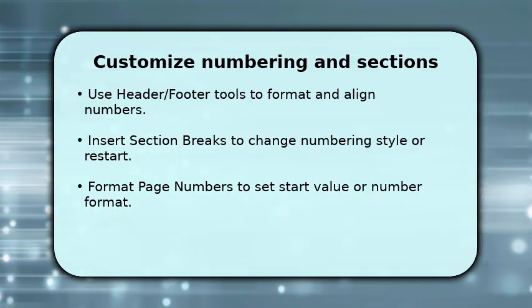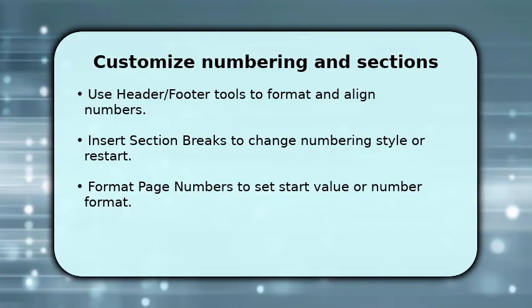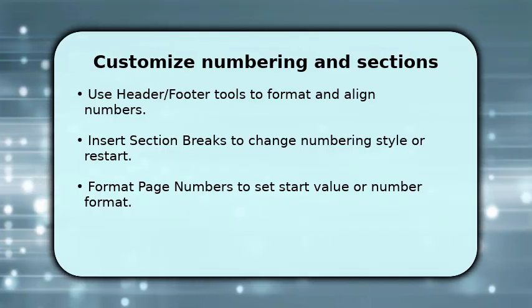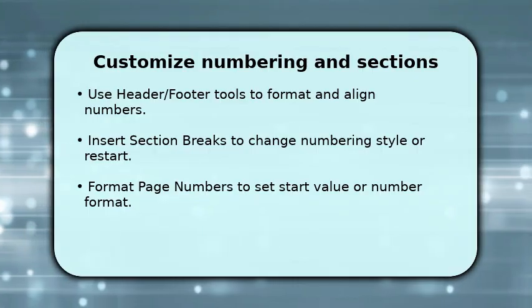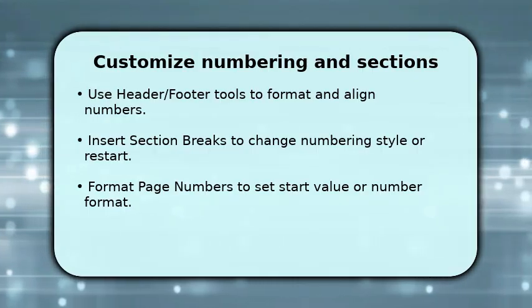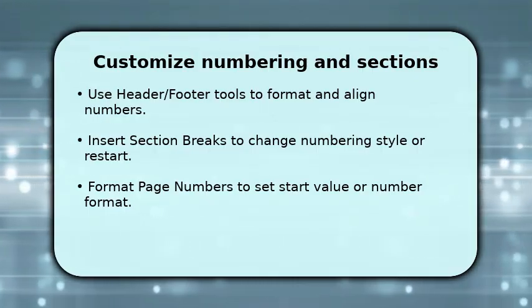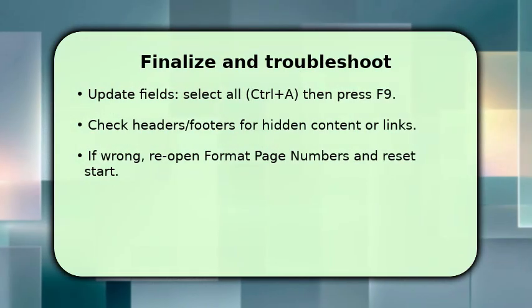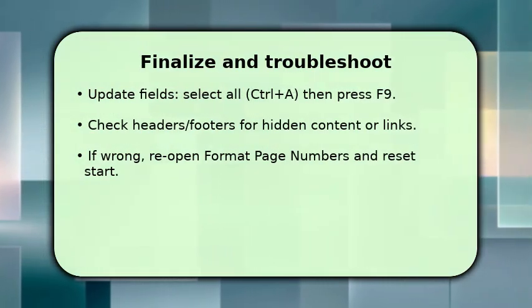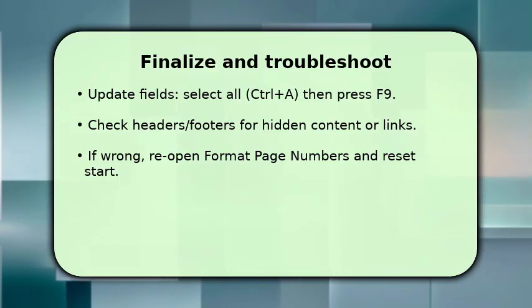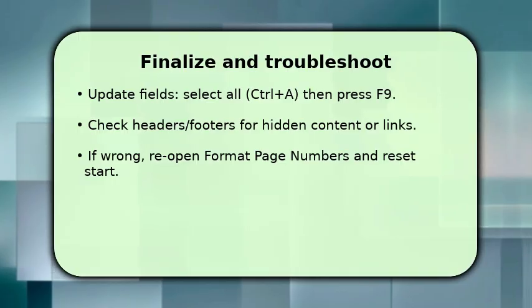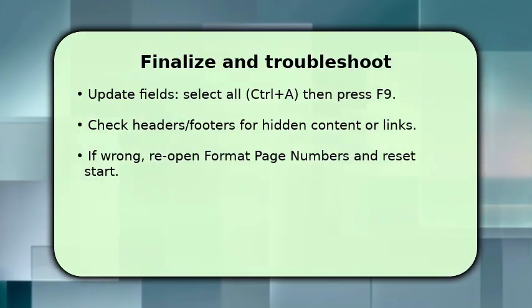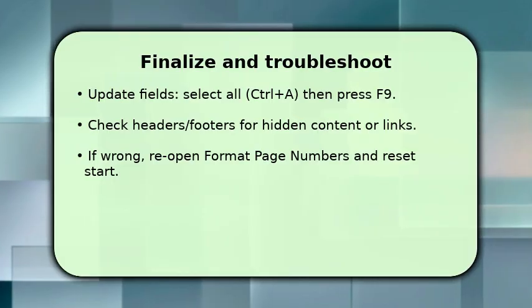Then use Format Page Numbers to set numbering to start at 1 or choose Roman/numeric formats. Make sure Link to Previous is toggled off in the new section, so changes don't cascade unintentionally across the whole document. To finish, exit header/footer editing and update fields by selecting the whole document Ctrl+A and pressing F9 so all page numbers refresh. Scroll through to confirm every section reflects the desired start and style.